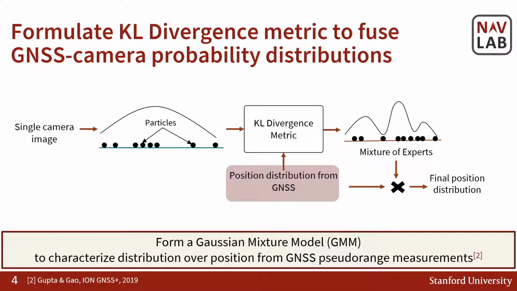In the second step, we formulate a Gaussian mixture model or GMM utilizing GNSS pseudo-range measurements. This approach is directly used based on our prior work published at ION GNSS 2019.